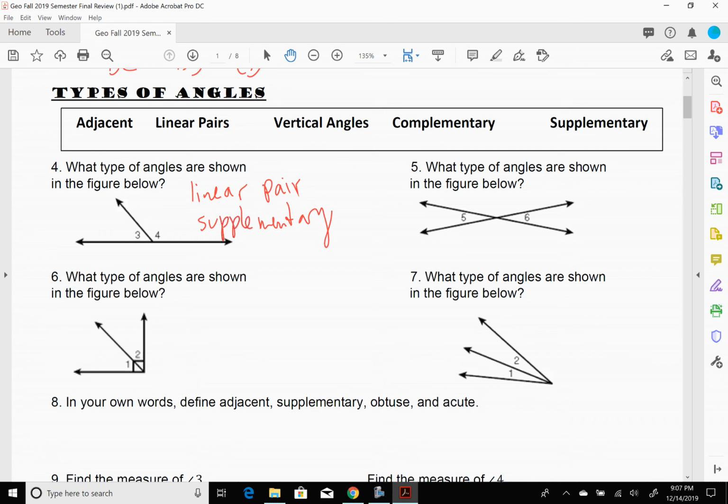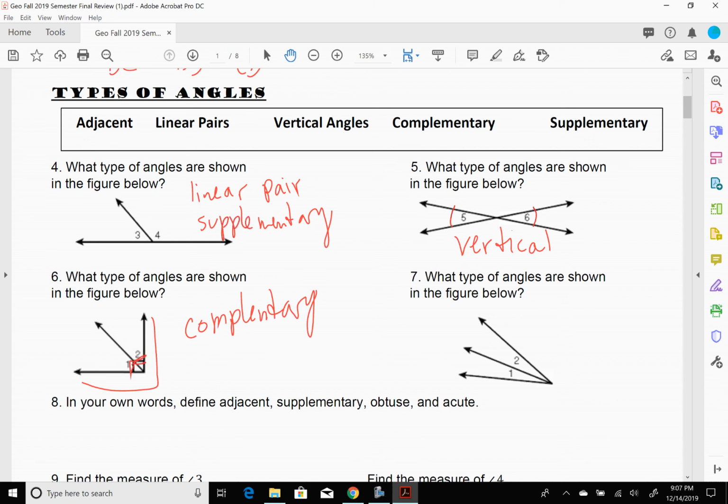Okay, the next one here, number 5, it says what type of angles are shown? Well, angles 5 and 6, those are vertical angles. And remember, they are congruent to each other. And for the next one, the two angles make a right angle. So they are complementary because complementary angles add up to 90.